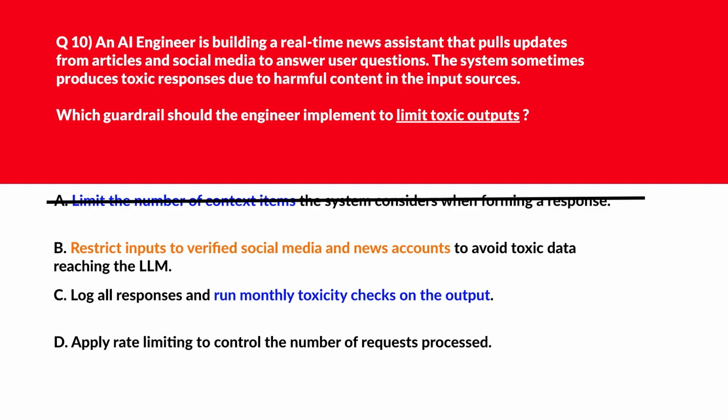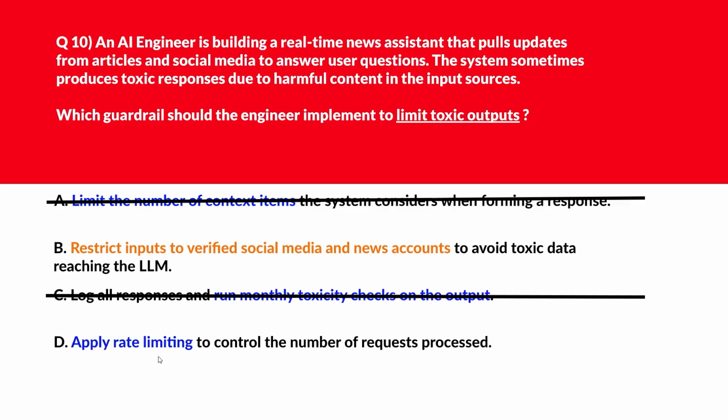B says restrict inputs to verified social media and news accounts to avoid toxic data reaching the LLMs. Filtering source accounts prevents toxic content from entering the system pipeline. Let's keep it. Option C says log all responses and run a monthly toxicity check on the output. Monthly analysis detects issues after they occur, not before generation. Wrong answer. Let's move to option D.